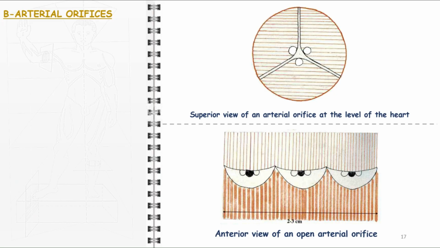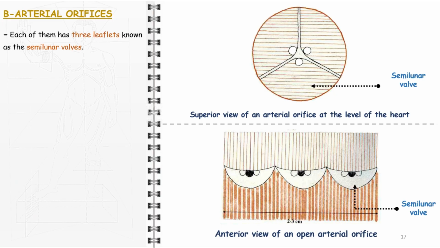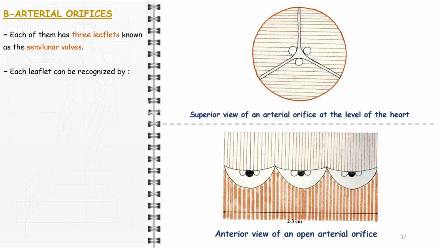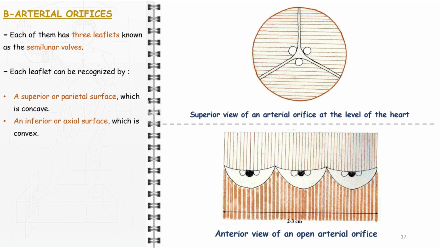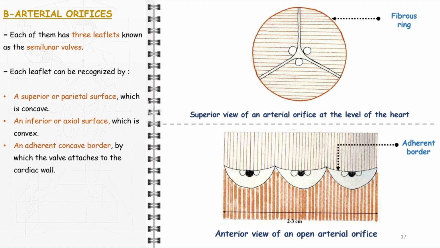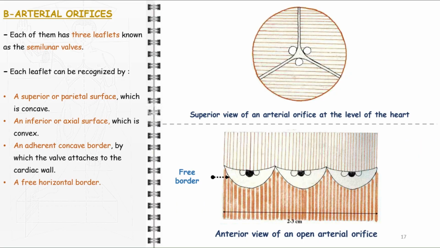Moving to the arterial orifices of the heart. Each of them is equipped with 3 leaflets, the semilunar valves. These valves are thin membranous folds that form pocket-like cavities with the arterial wall to which they are attached. Each leaflet can be recognized by a superior or parietal surface, which is concave, an inferior or axial surface, which is convex, an adherent concave border by which the valve attaches to the wall, and a free horizontal border.